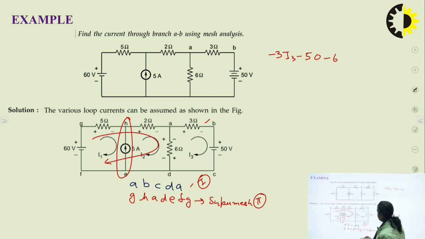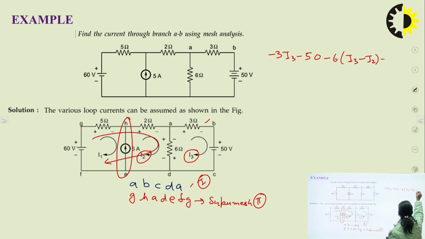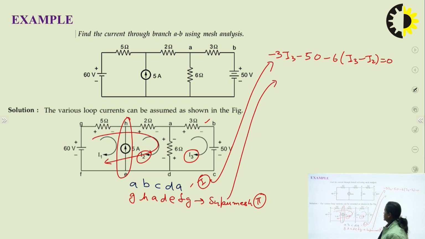Here you can see that currents I3 and I2 are flowing in opposite directions. So you can write this as I3 minus I2, and this is equal to 0. This is the first equation, and now the equation for this super mesh. In this 5 ohm, according to my convention, the current flowing is I1, so I will write minus 5 I1.